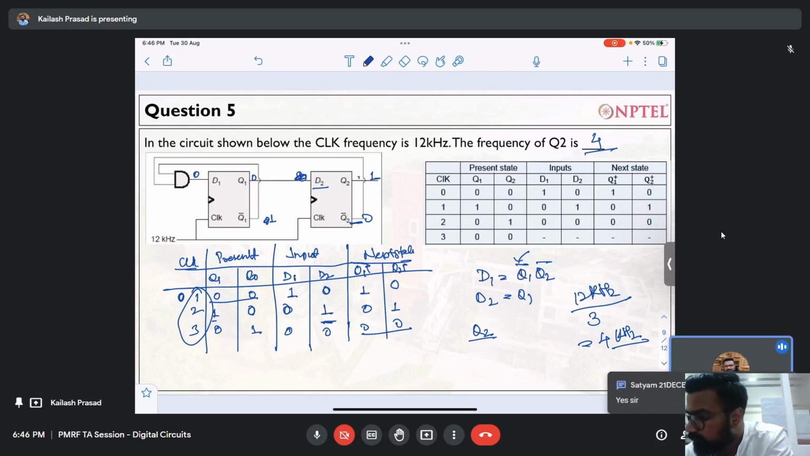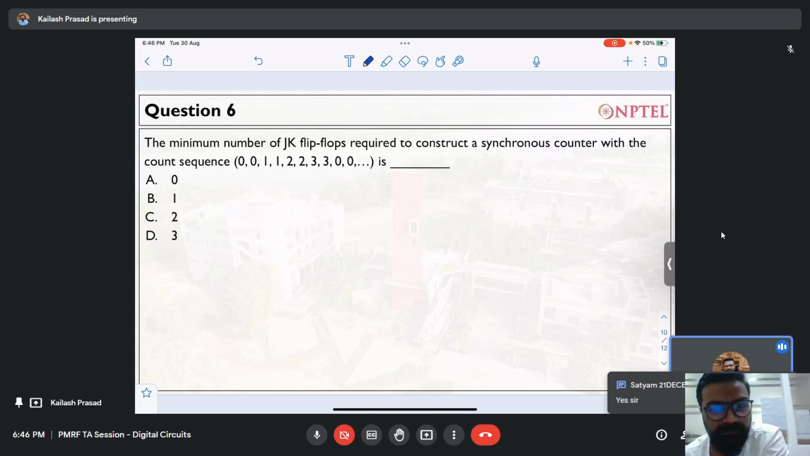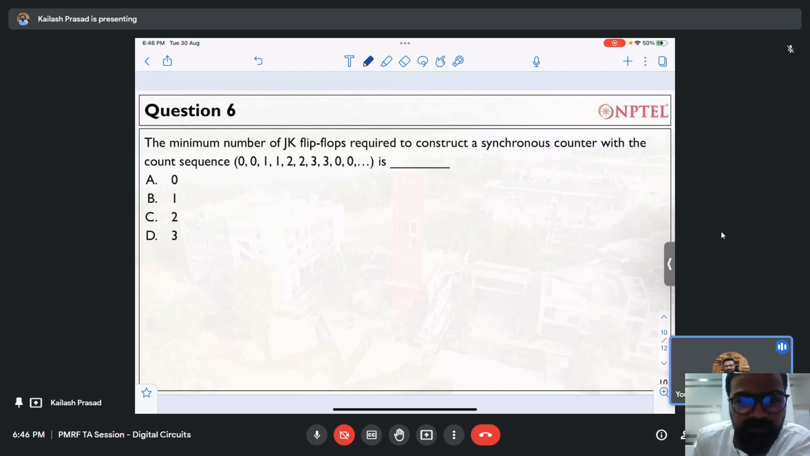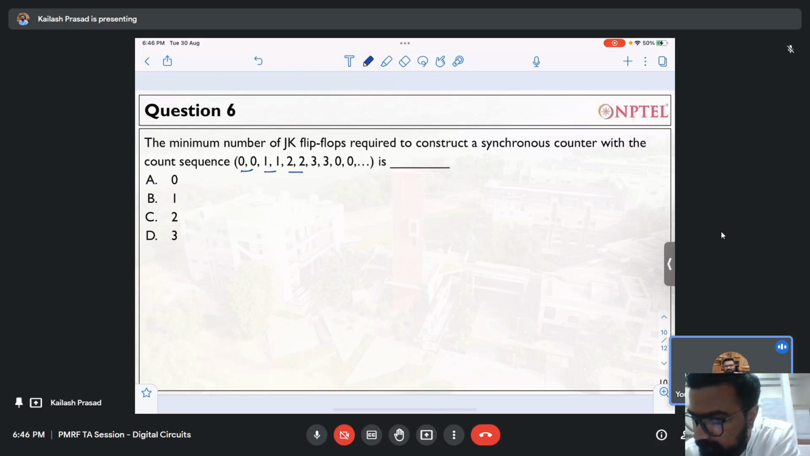So, moving to one of the simplest questions: what is the minimum number of JK flip-flops required to construct a synchronous counter which counts 0, then 1, then 2, then 3, then again 0? Anybody wants to give me an answer quickly? This is a very simple question. 2, okay. There is one answer that says 2.